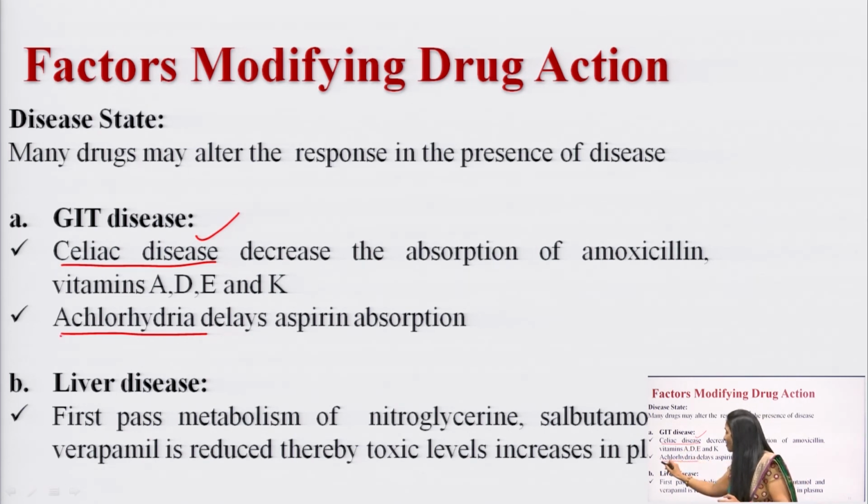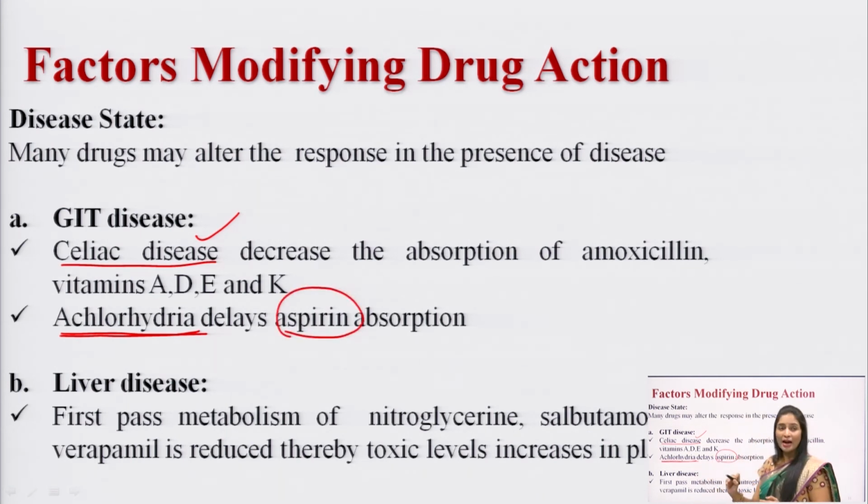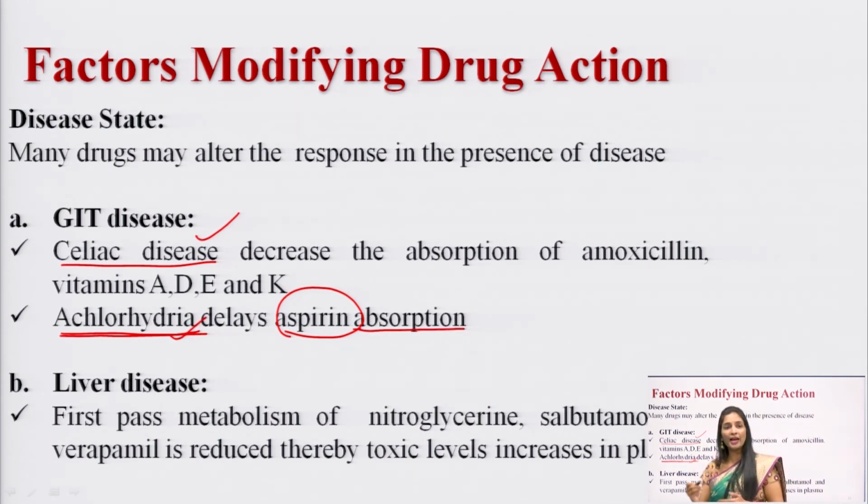And what is the second condition? Achlorhydria. What is going to happen here? Aspirin absorption will be delayed. In this disorder condition, the aspirin absorption will be delayed. And next one, liver state.